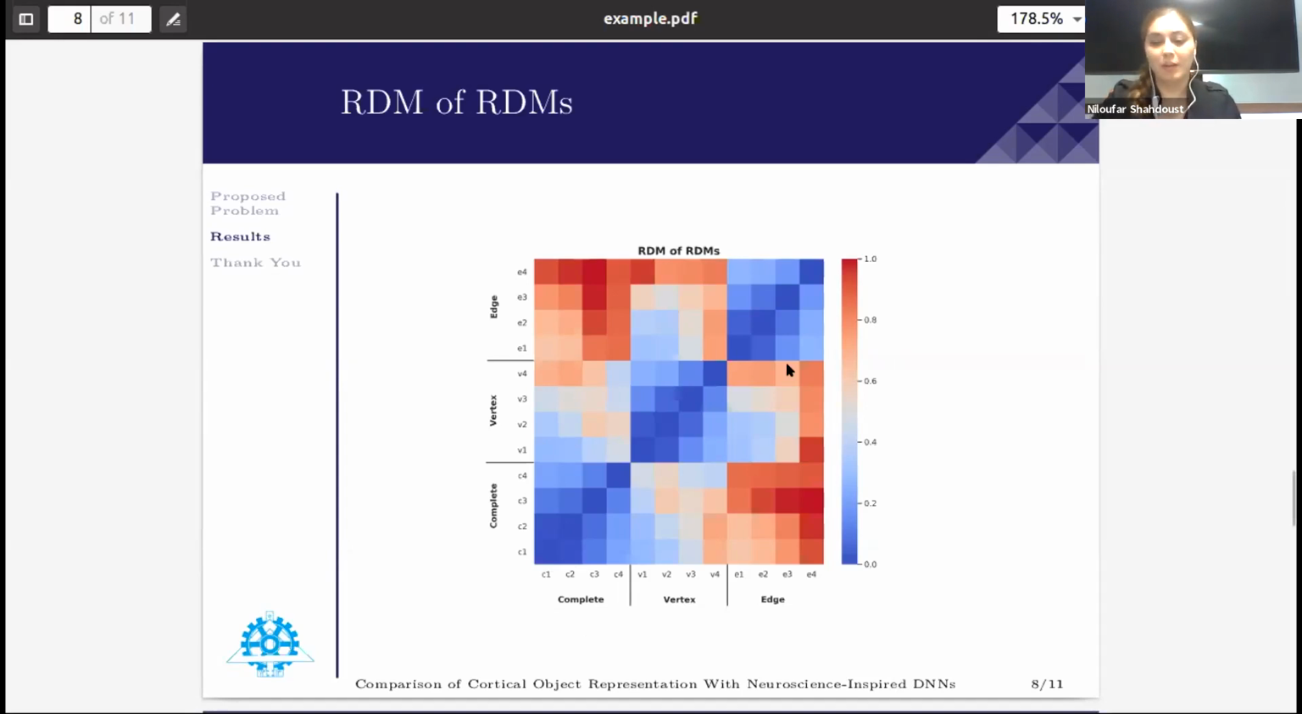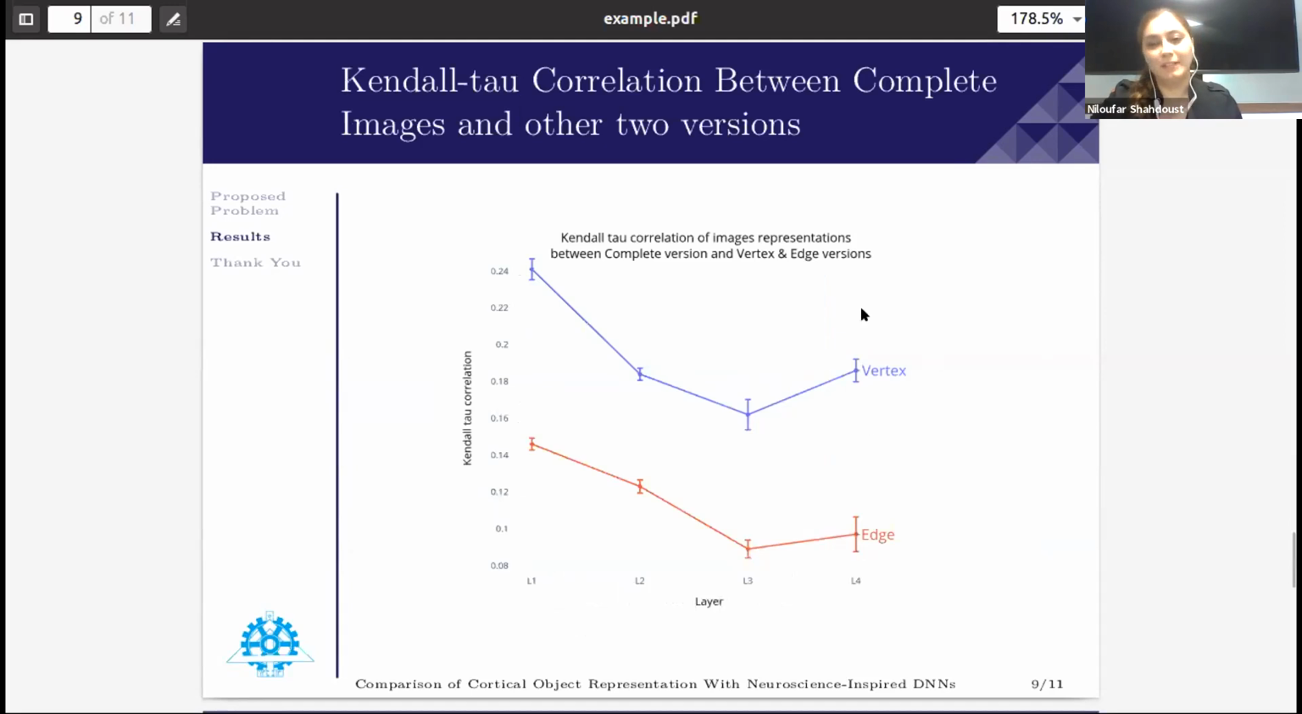That was a really interesting concept that we understood. And here is another visualization of the result, in which the blue curve is the Kendall tau correlation between the complete dataset and the vertex images, and the green part is the Kendall tau correlation.